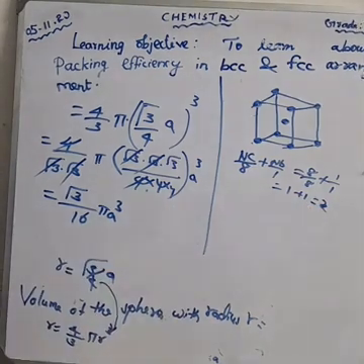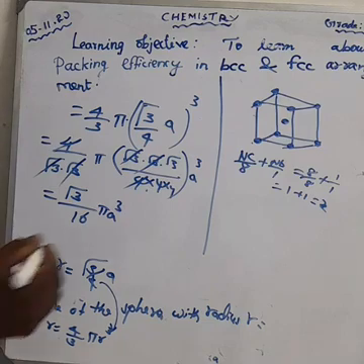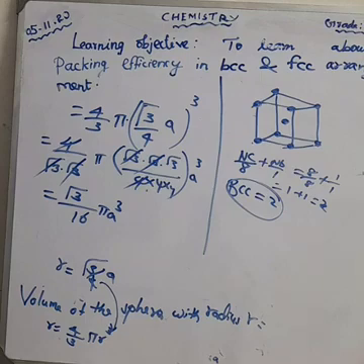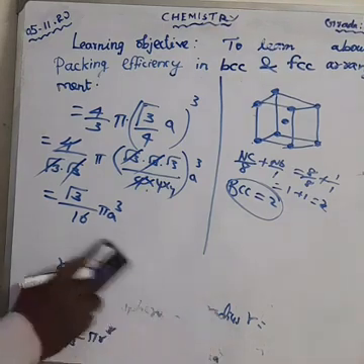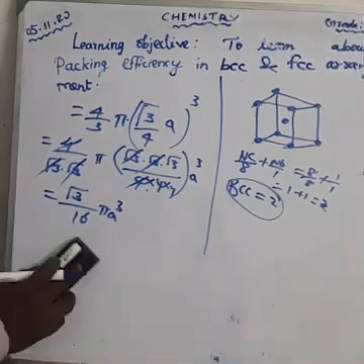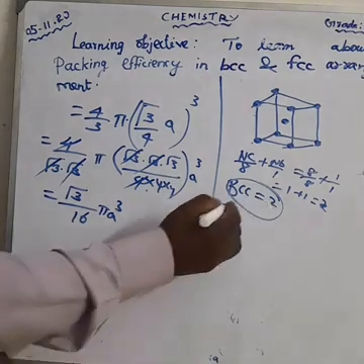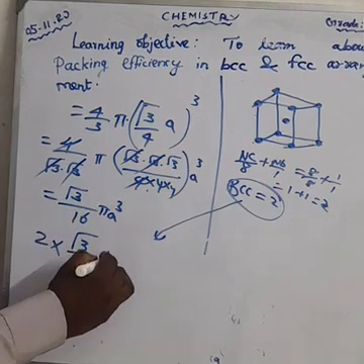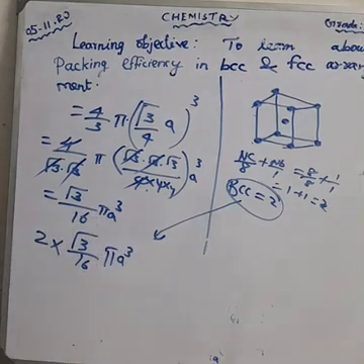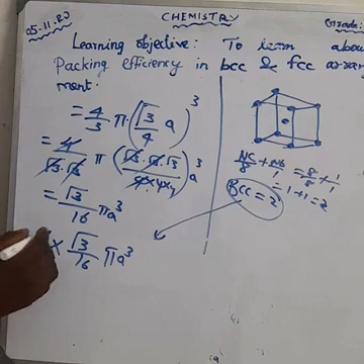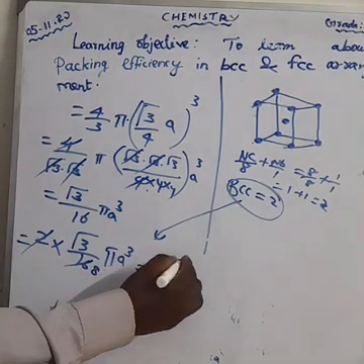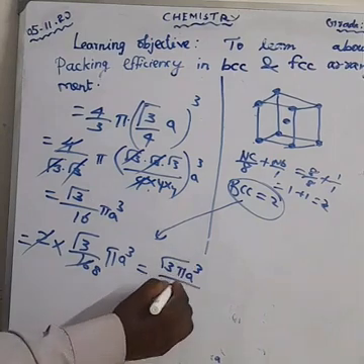Okay. So here, don't forget that the number of spheres belonging to the unit cell in BCC arrangement is equal to how much? 2. Okay. So you should multiply this value by 2. So 2 into this value, root 3 by 16 pi a cube. Okay, this is the value, and you should cancel: 2 cancel, 16 cancel. So what is the answer? 8. So how do you write? It is equal to root 3 pi a cube divided by 8.